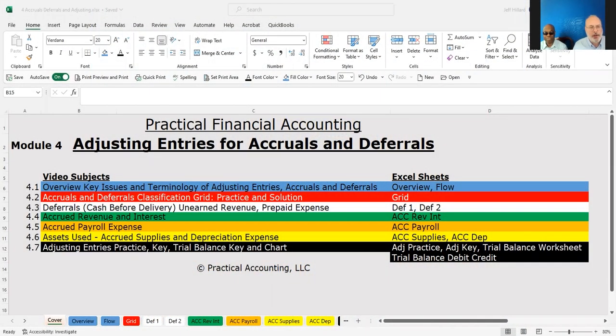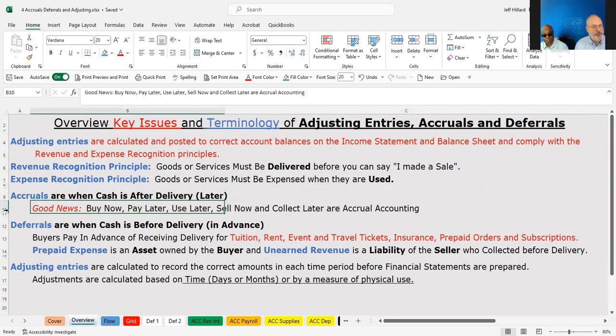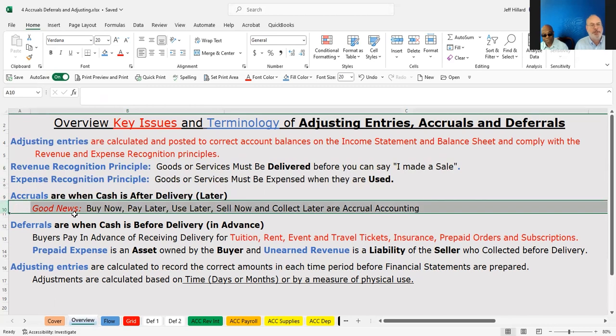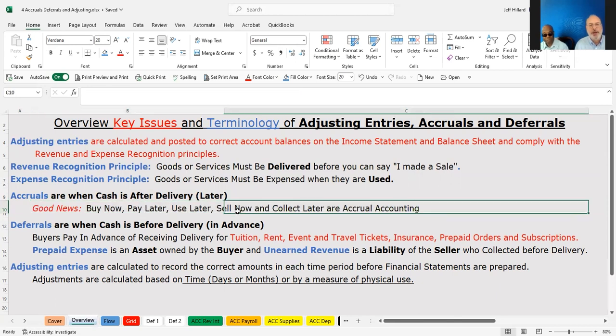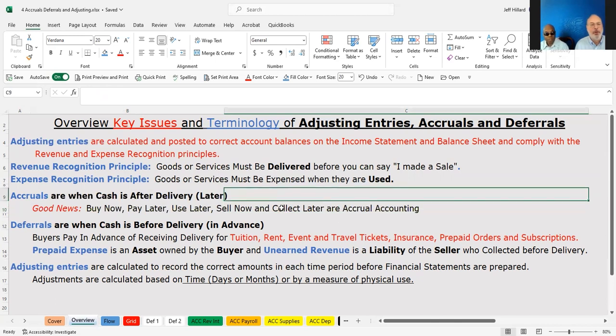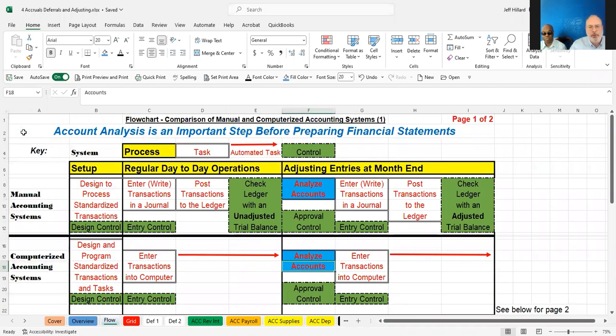We're going to start out with key issues and terminology. Good news, if you understand the 10 basic transactions, these are common business transactions like buy now, pay later, use later, sell now, collect later, are all accrual accounting. We're going to return to the flow chart that we introduced and show you where we are in this.